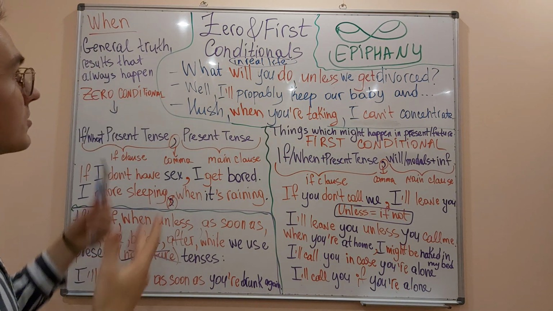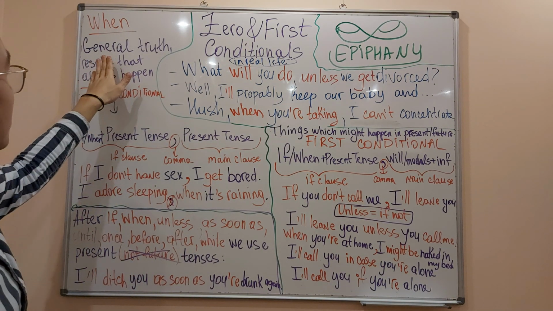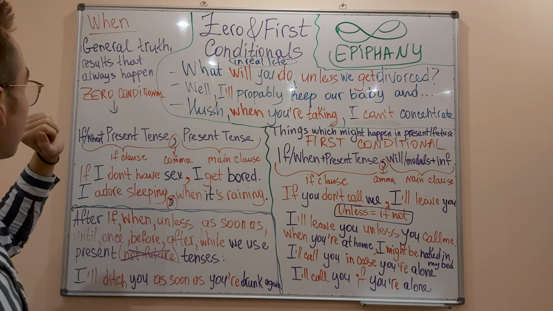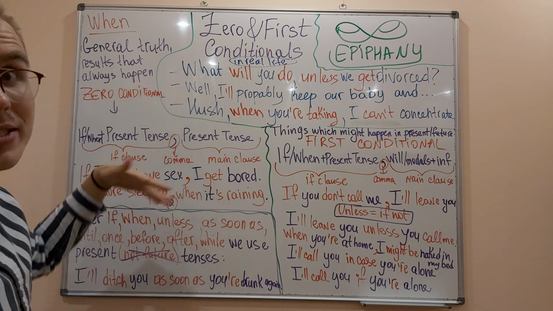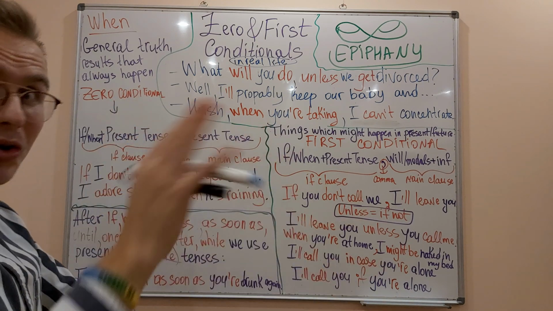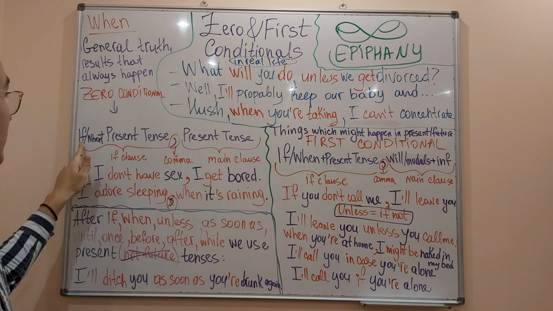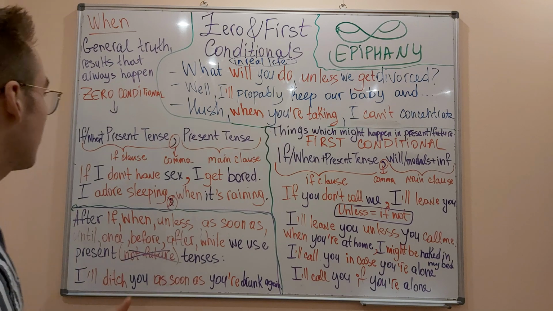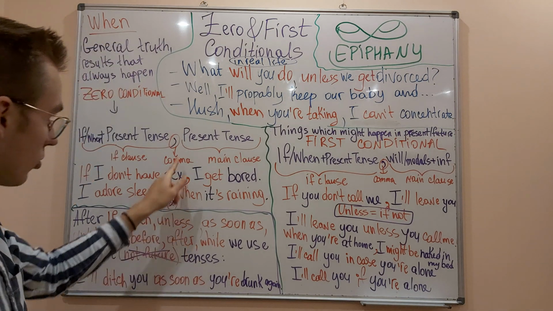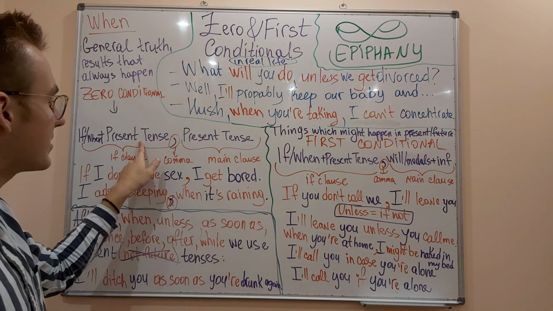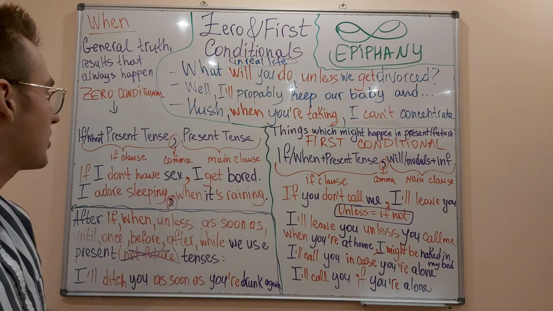Today we'll talk about two different conditionals, but let's understand when we use each of them. When we talk about general truths and results that always happen, we use the zero conditional, and the structure is specific. We use if or when without difference in meaning, then present tense, then a comma, and present tense. Comma is very important. Present tense can be present continuous or present perfect, but usually it's present simple.